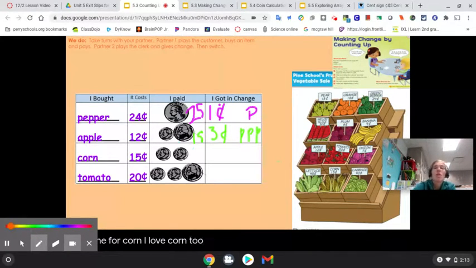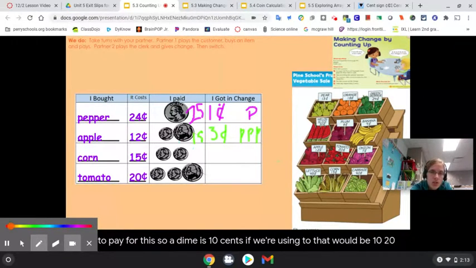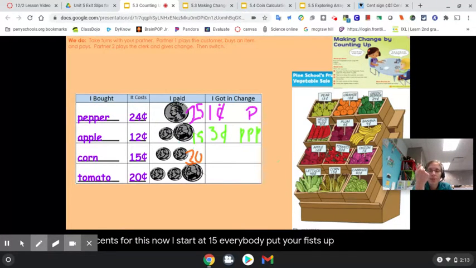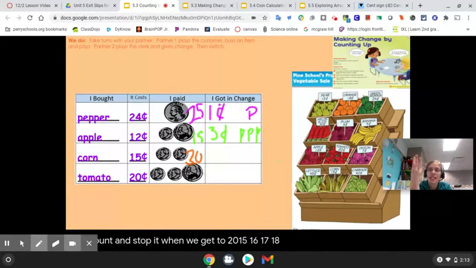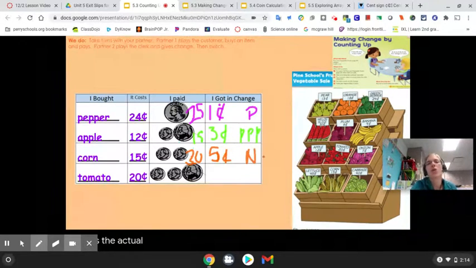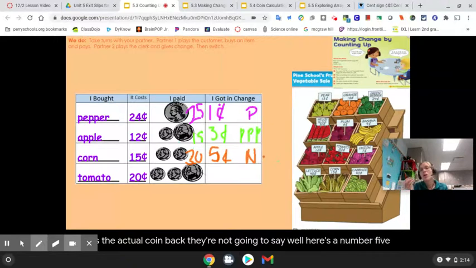All right, guys, let's try the next one for corn. I love corn too. Corn costs 15 cents, and now we're using 2 dimes to pay for this. So a dime is 10 cents. If we're using 2, that would be 10, 20. So 20 cents for this. Now, I start at 15. Everybody put your fists up. Here's 15. And let's count and stop it when we get to 20. 15, 16, 17, 18, 19, 20. So we would get 5 cents back in change. Or we could write that as a nickel, because they're going to give us the actual coin back. They're not going to say, well, here's the number 5. We're going to actually get a nickel back. So it's best to just draw that coin.